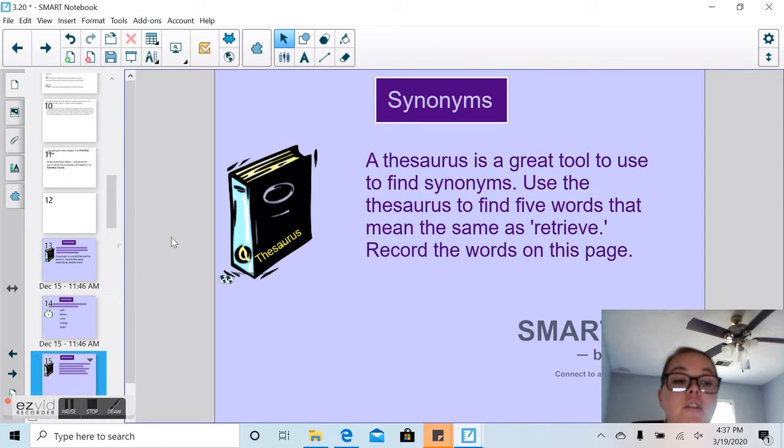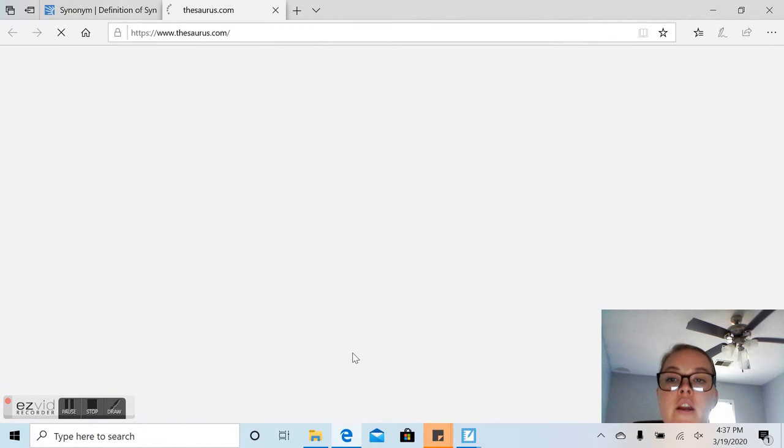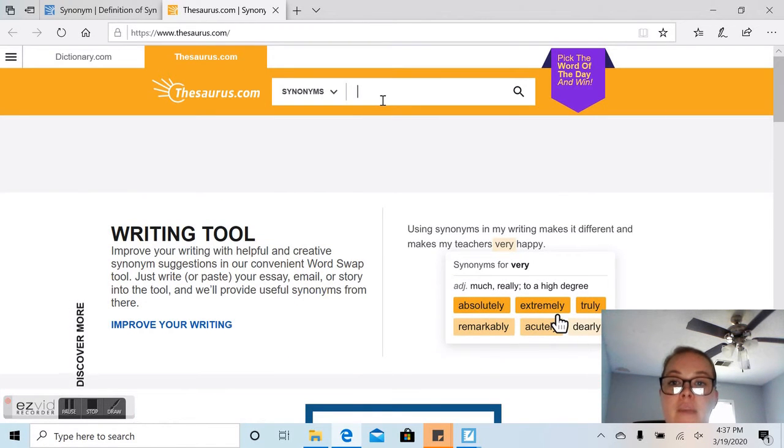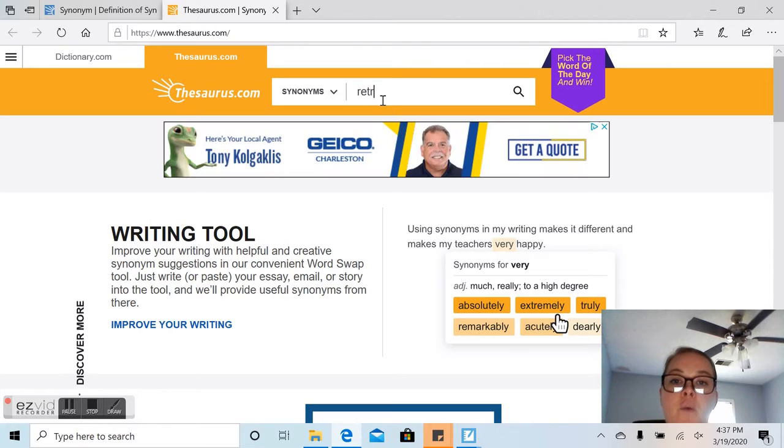Another great tool that we can use if we want to look up synonyms is something called a thesaurus. Now the thesaurus is going to give us words that mean the same thing or mean the opposite of a word. In this case, we're going to go ahead and use the thesaurus to help us find 5 words that mean the same thing as retrieve. So if we go here, we have our thesaurus coming up, and I'm going to type in the word retrieve.